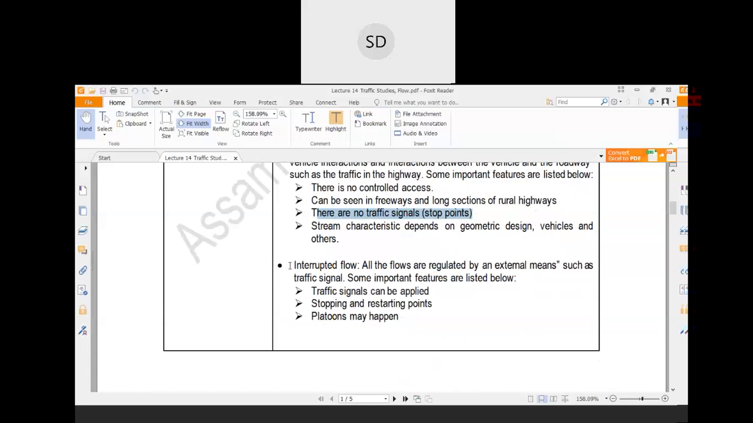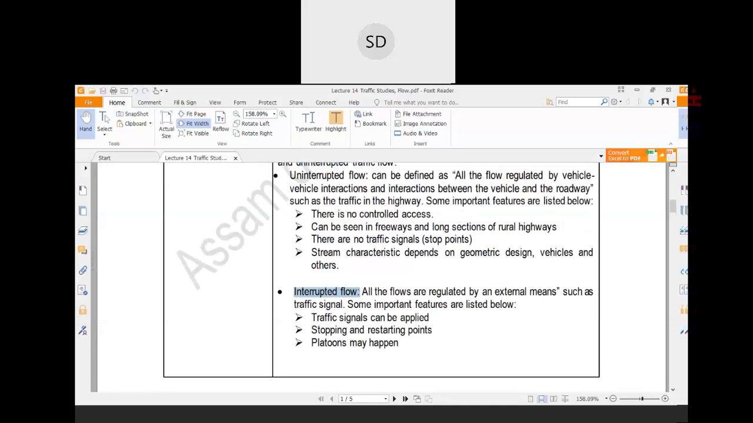Then coming to the next portion, interrupted flow. So in the interrupted flow, all the flows are regulated by an external means such as traffic signals. So here the movement of the vehicle is interrupted by different elements like traffic signals, stopping and restarting points, and for this some platoons may happen. So what is a platoon?